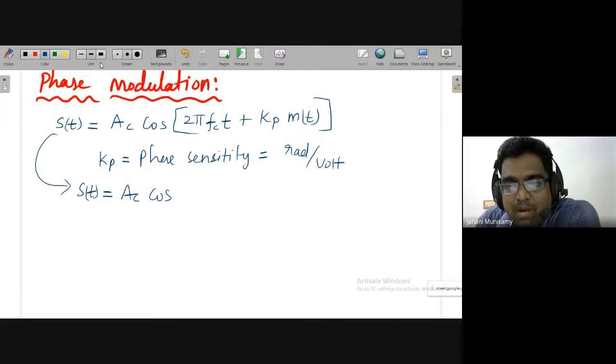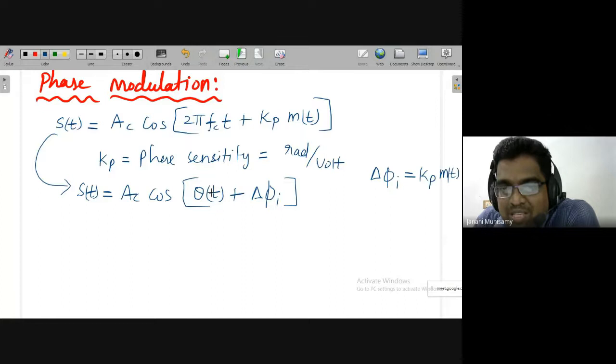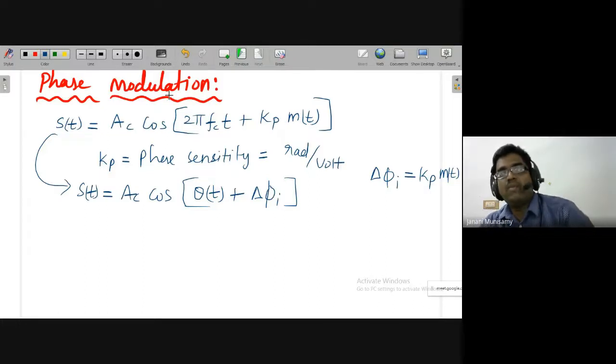plus, for example, it already has some phase theta of t. I am adding some new phase. Now it is a function of the instantaneous phase, a function of time. This delta theta I am writing as kp into m of t. Already some phase is there. Along with that, I am adding new phase, but that new phase is a function of the message signal. That is the concept of phase modulation.